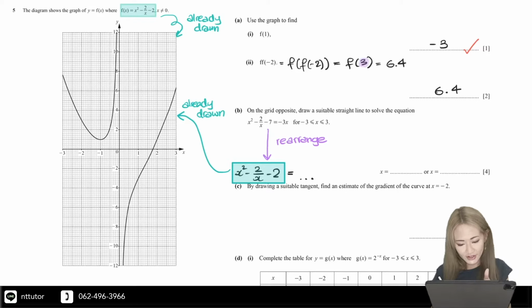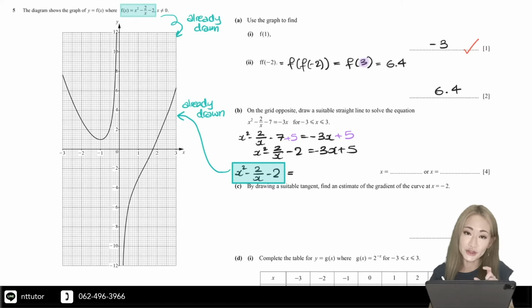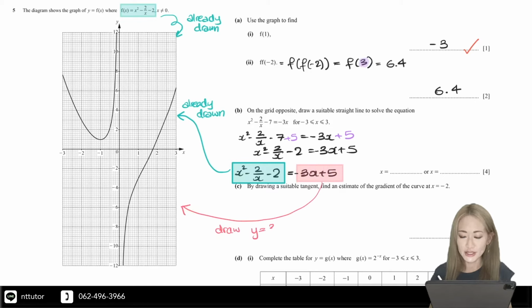If we need to rearrange one side to be x squared minus 2x minus 2, first we need to change the minus 7 into a minus 2. So we can add 5 to both sides. That changes the left-hand side to x squared minus 2 over x minus 2, and the other side is minus 3x plus 5. Therefore, that is the other line that you need to draw. So you need to draw the line y equals minus 3x plus 5.